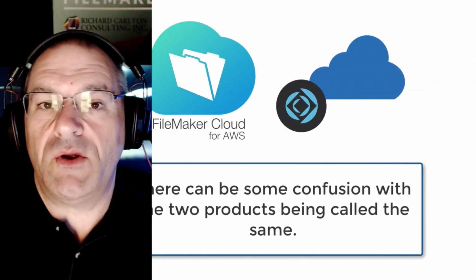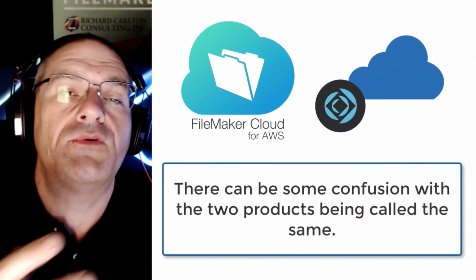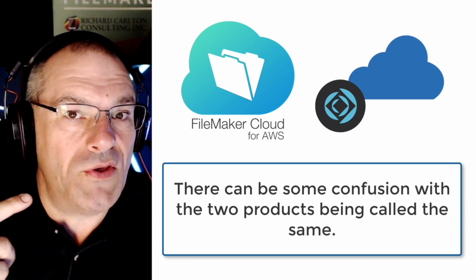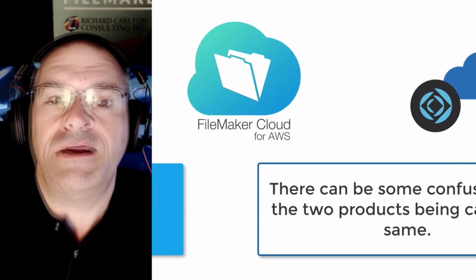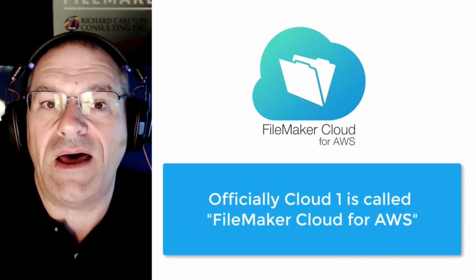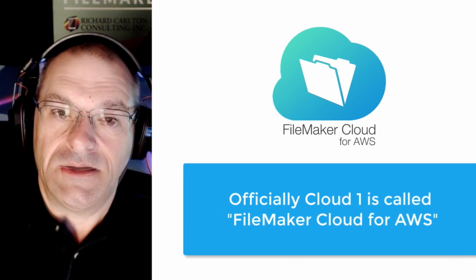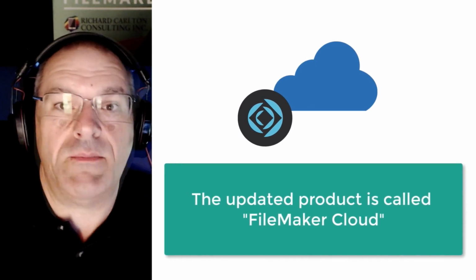So understand, in terms of communicating with training videos or written documentation, when you hear people talk about FileMaker Cloud, in the back of your mind, you need to be thinking about whether it's really Cloud 1 that they're talking about or Cloud 2. Now, officially, Claris calls Cloud 1 FileMaker Cloud for AWS. And the Cloud version 2 product, well, Claris just calls that FileMaker Cloud.